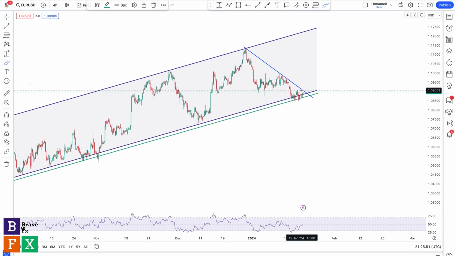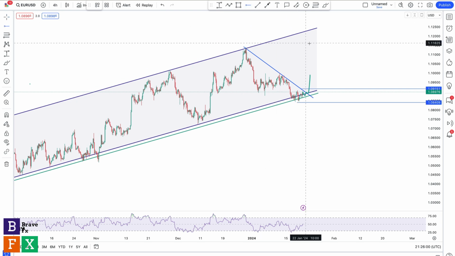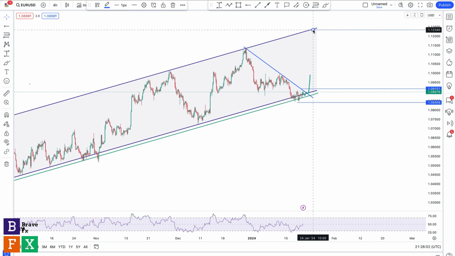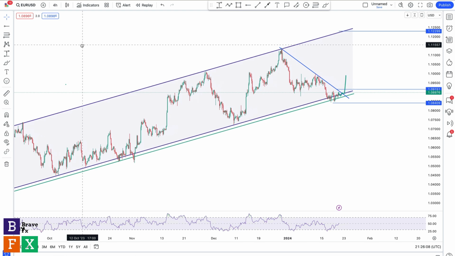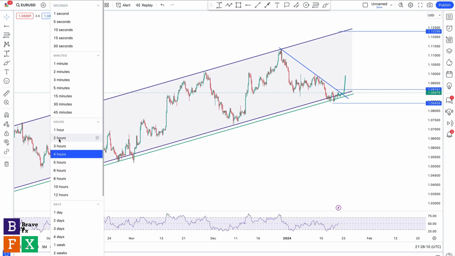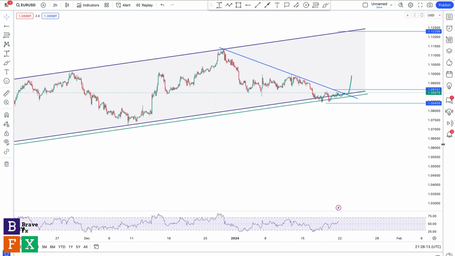So something like this, get a consolidation and then a bullish move to the upside. Enter the breakouts, stop loss below the lows, target around the resistance level of the channel. So this is going to be the best bet, the safer bet to trade EUR-USD in these current market conditions. So I'm going to go down to the 2 hours time frame. So let's see how it's going to play out.